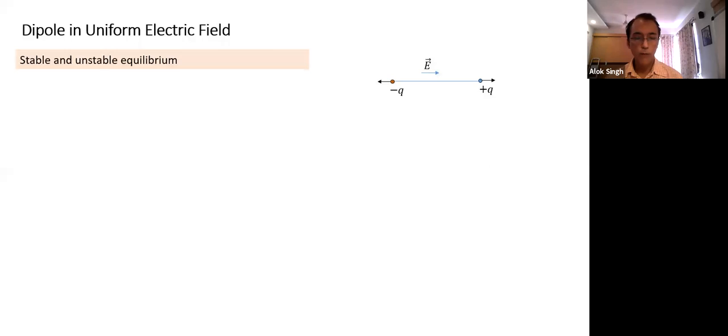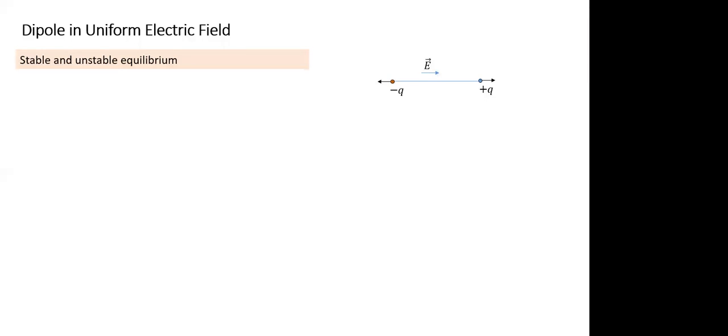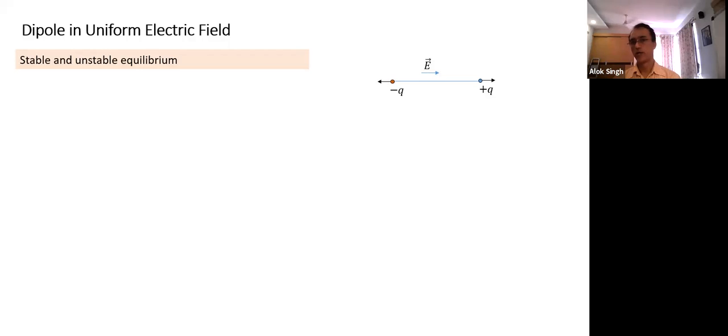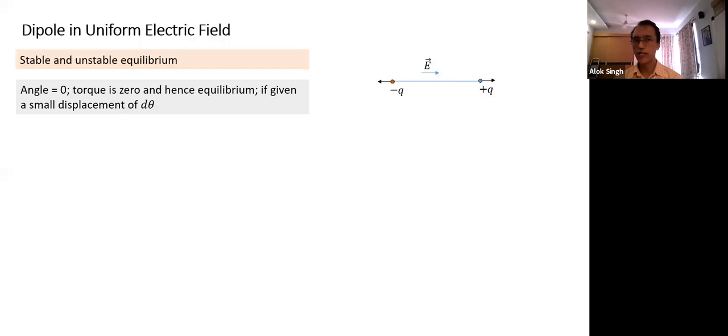There are two possible states of rotational equilibrium. What are the two cases when the dipole will remain in equilibrium? What are the two values of theta when the dipole will be in equilibrium? 0 and 180 degrees. So let's examine both. What is this orientation? This orientation is towards the right. And where is the dipole vector here? The dipole vector is from the negative charge to the positive charge, also in the same direction. So here this is the case theta is equal to 0.